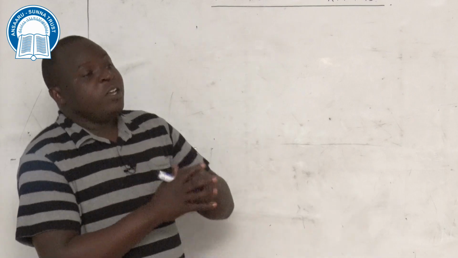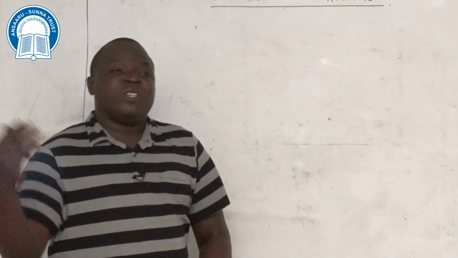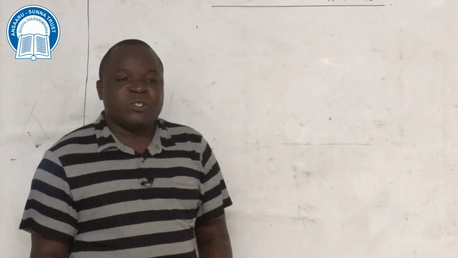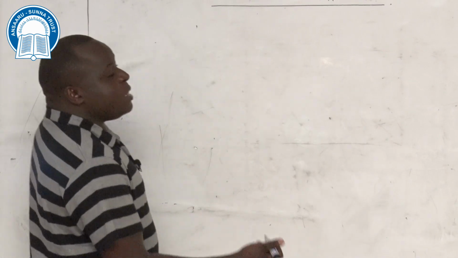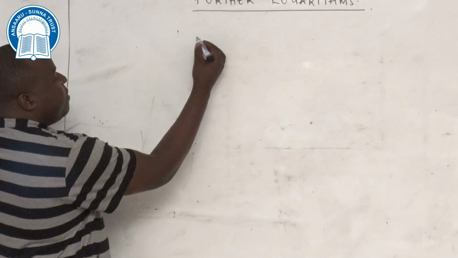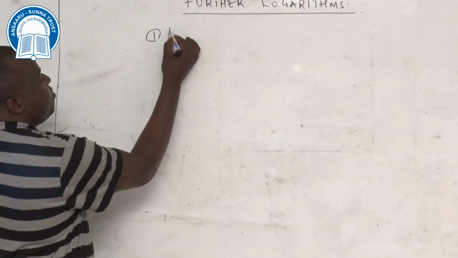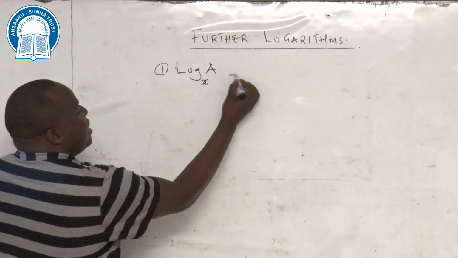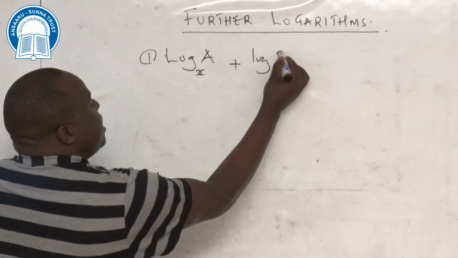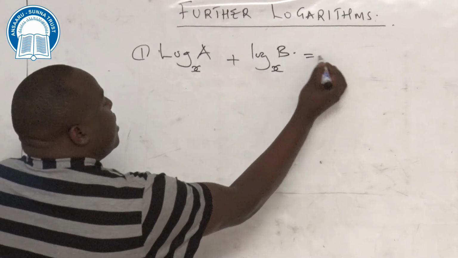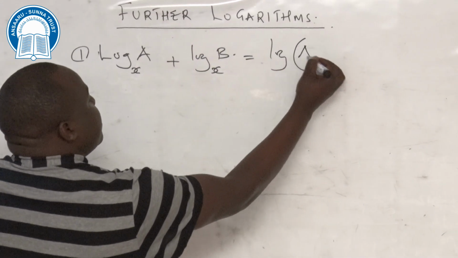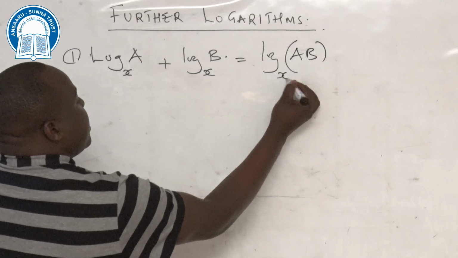Then later on, we can use the same laws in equations, but once you are familiar with how to use them in expressions, the other part will be easier to explain. So now, the first law will be log A base x plus log B base x equals log into brackets AB, then base x.